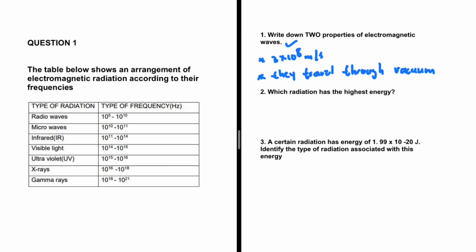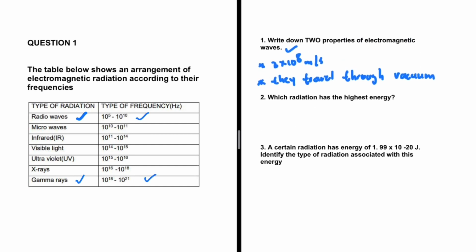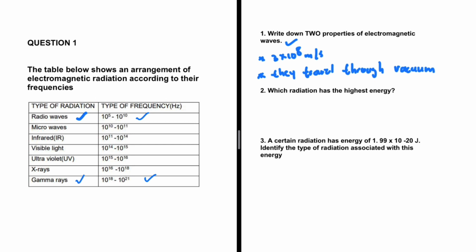Which radiation has the highest energy? From the information given, the table below shows an arrangement of electromagnetic radiation according to their frequencies, from radio waves to gamma rays, and we have the accompanying frequencies. So the question is saying, which radiation has the highest energy?